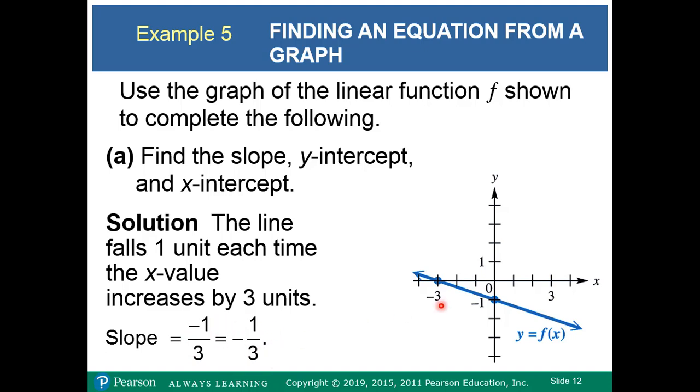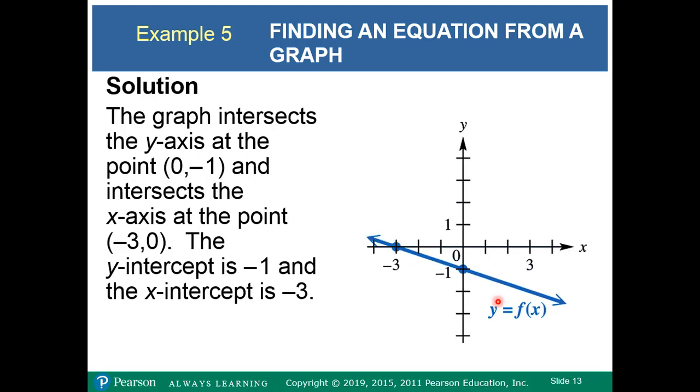Okay. Now you can see that the x-intercept is (-3, 0), and the y-intercept is (0, -1).